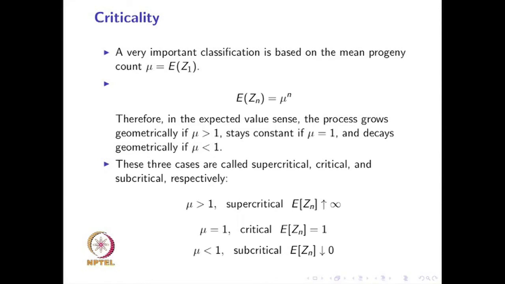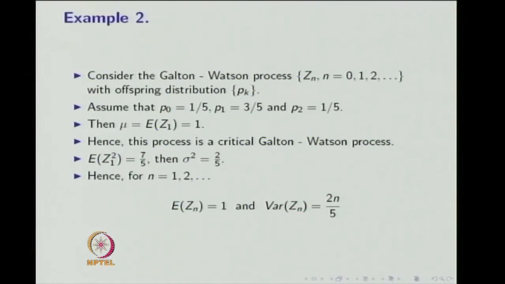Now we are going to consider the second example. Consider the Galton-Watson process Zn with offspring distribution Pk. We choose the same problem, example 1, with the assumption P naught is equal to 1 by 5, P1 is equal to 3 by 5 and P2 is equal to 1 by 5. Now we can find out the mean of Z1, that is nothing but 1, because P naught is 1 by 5, P1 is 3 by 5, P2 is 1 by 5, so the mean of Z1 will be 1.